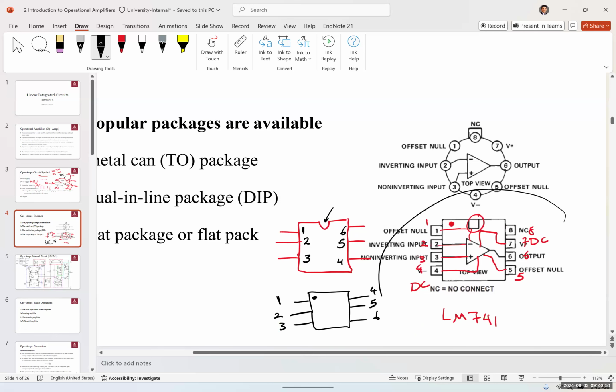So the most popular package is this package, but you will also see this type of package as well. But again, 99% of the packages that I've seen are like the dual inline. This package again has the inverting input, non-inverting input, the output, and the offset.